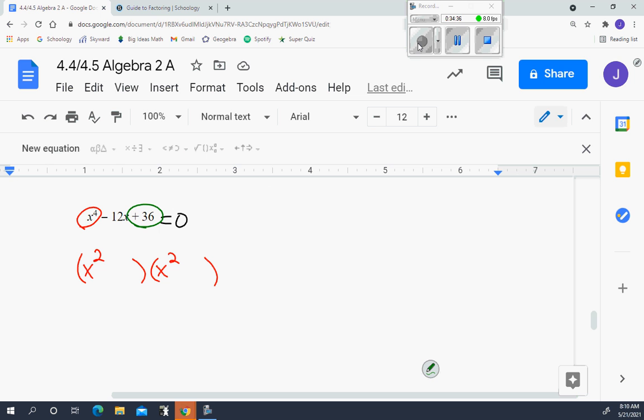Find the factors of 36. 1 times 36. 2 times 18. 3 times 12. 4 times 9. 6 times 6. There's my factors. Now, which of these adds up to 12? 6 and 6. And I know that negative 6 and negative 6 gives me negative 12. And then multiply those together, I get positive 36, so I'm good.